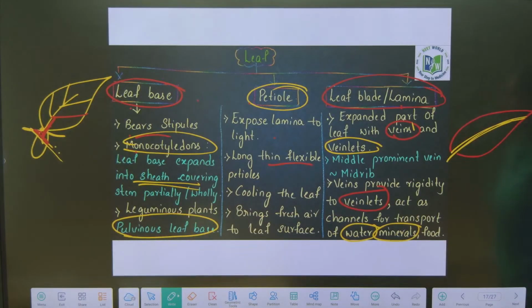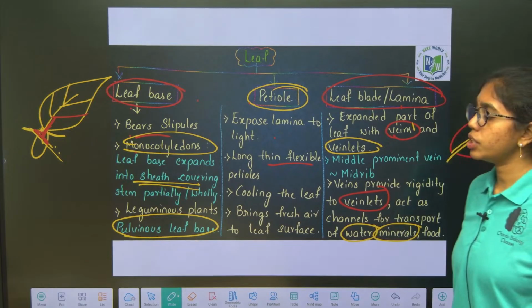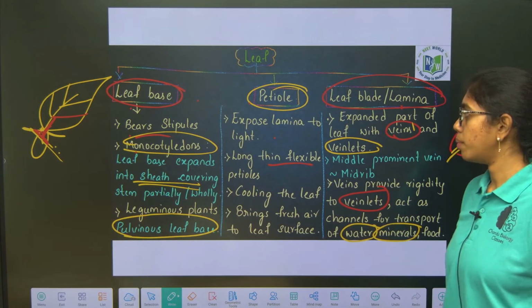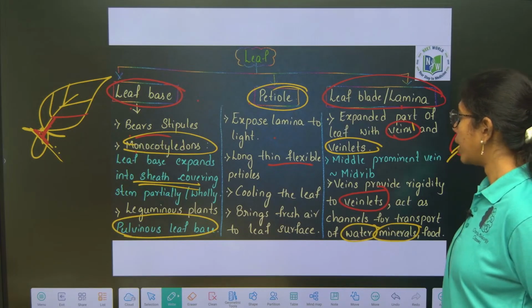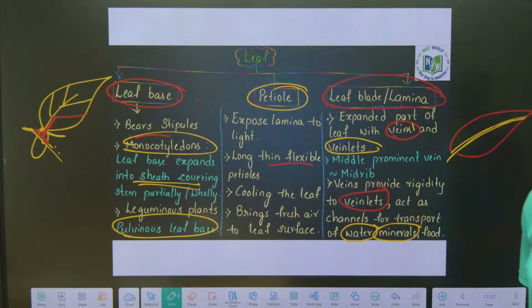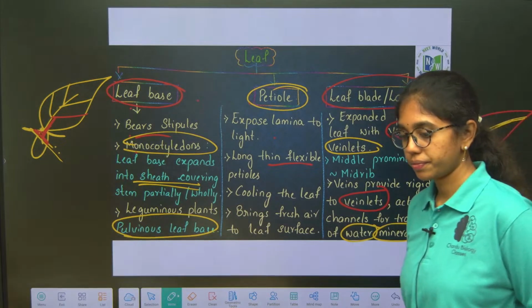And then parts of the leaf. What is the leaf based modification in monocotyledons and leguminous plants? And then what is the activity of petiole? And then about leaf blade or lamina. Take it quickly. Once you finish the leaf modifications, we will go for the objective.